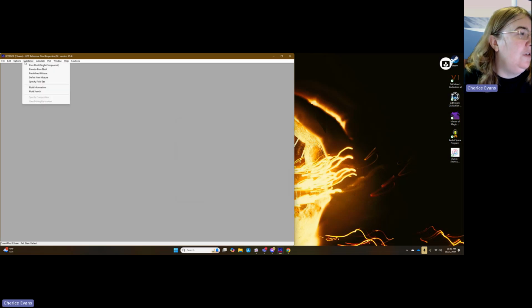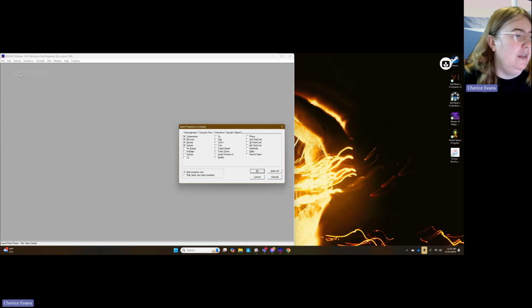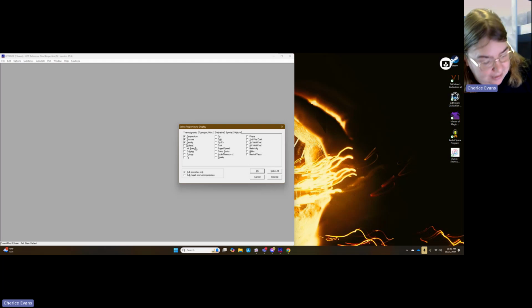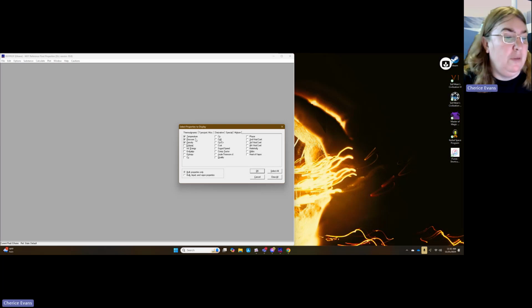The next thing you want to do is set which properties you want to see. And initially for what we're doing, temperature, pressure, and density. We don't actually need to see volume because we're going to be plotting temperature, pressure, and density. Later in the course, we will also be using a whole bunch of these other properties, but for now, temperature, pressure, and density.